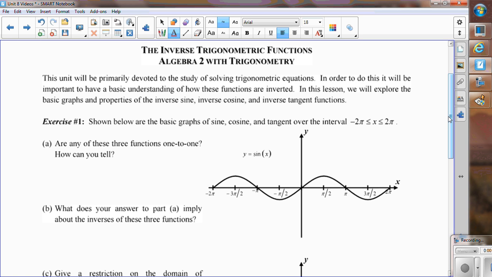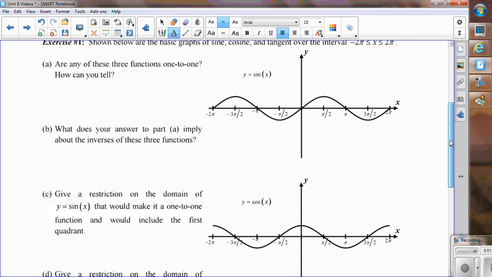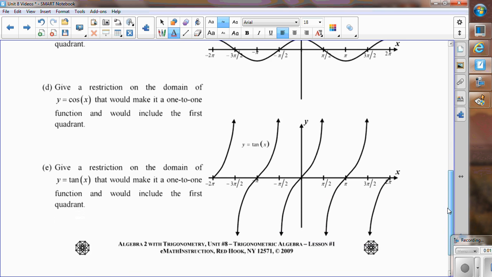And what do we know about this graphically? It means it's reflected over the line y equals x. And before we can do any of this graphically, we always have to restrict our domain so that our function is one-to-one, because only functions that are one-to-one can have an inverse taken of them. So let's look at these three functions. This is y equals sine x, y equals cosine x, and y equals tangent x.